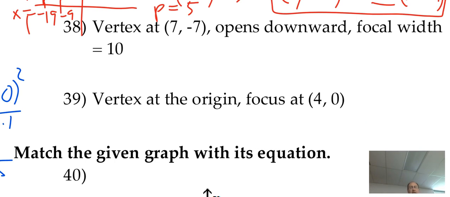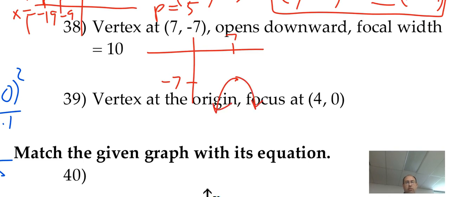Vertex at 7, -7, opens downward, focal width equals 10. Okay, vertex at 7, -7. Alright. So 7, -7. Opens downward. And focal width is 10. So that's 4p.